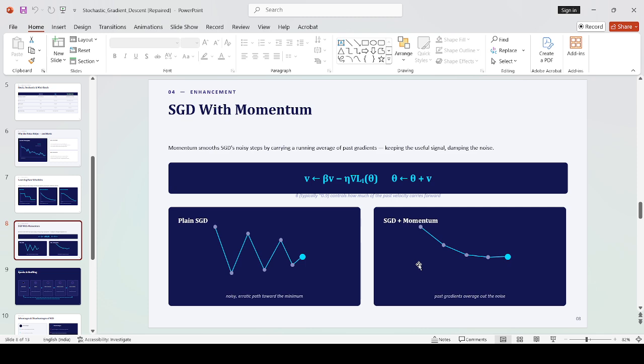The parameter beta controls how much information from previous updates is retained. In practice, a value of approximately 0.9 is commonly used.